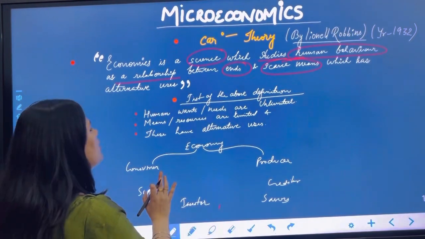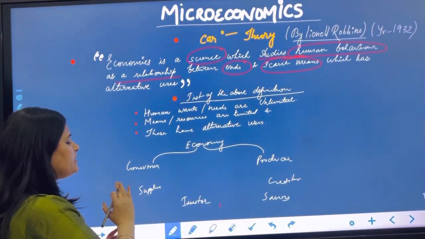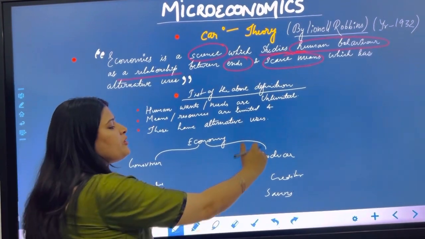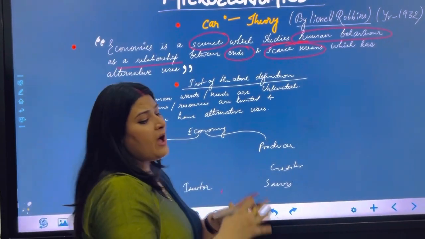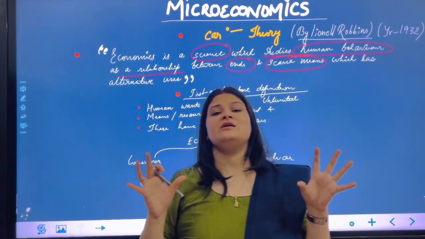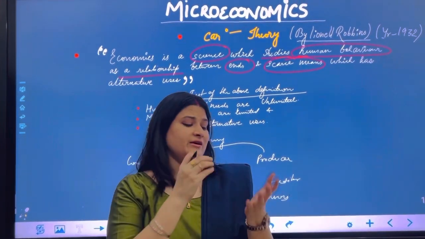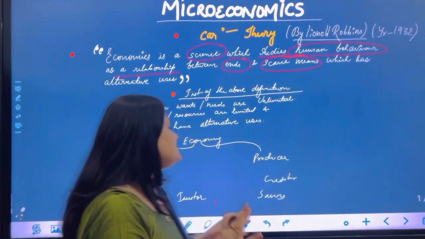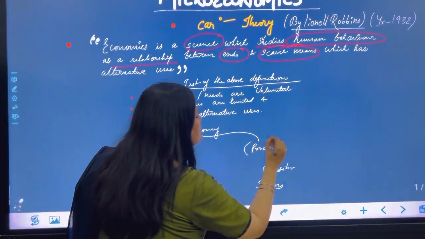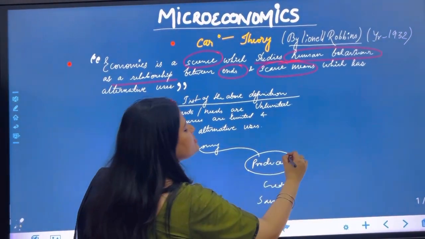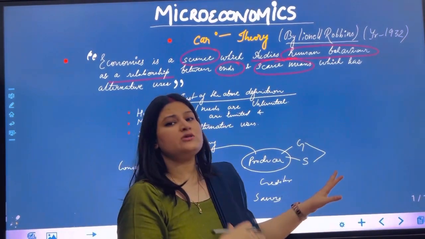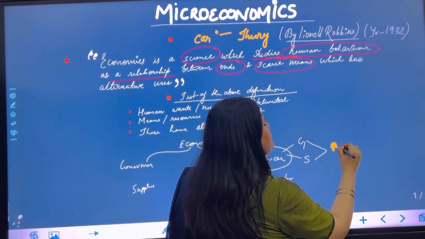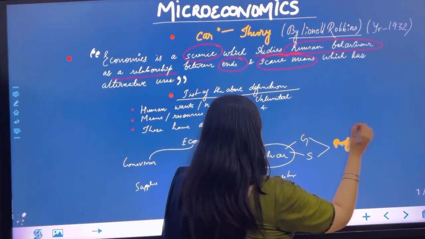Now, when we talk about human behavior, whosoever is involved in economic activity, each of them is performing their task in order to maximize their satisfaction or profit. Suppose we talk about the producer, who produces various goods and services. By selling these goods or services, they maximize their profits. Right?